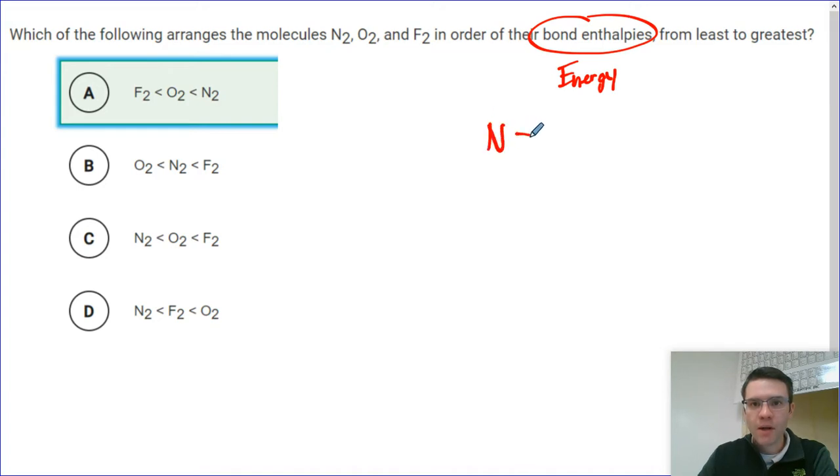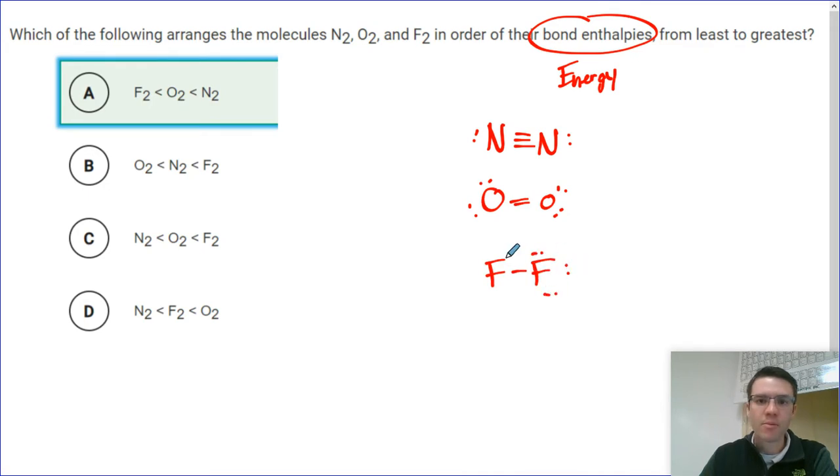So N2, if you draw your Lewis structure for N2, it looks like this. There's 5 valence electrons on each. Oxygen has 6 valence electrons on each, and you end up with a Lewis structure like this. And fluorine has 7 valence electrons on each, and you end up with a single bond Lewis structure.